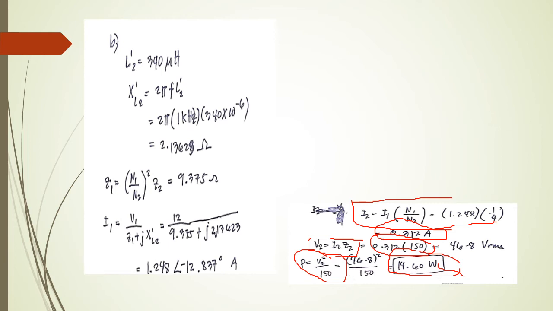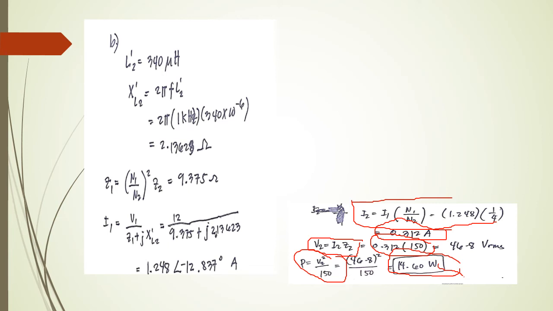So, after that, we will calculate the primary current. To calculate the primary current, we have V1 all over the Z sub 1 plus the j, which is the imaginary X prime L2. So plug in, we have a value for the current of 1.248 angle negative 12.8378 degree ampere.